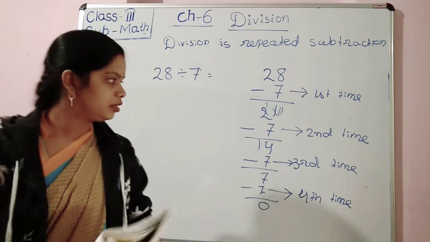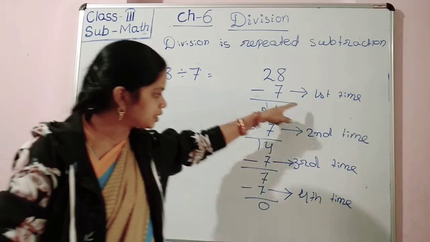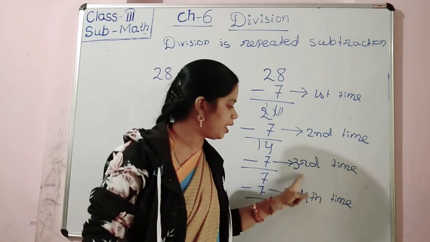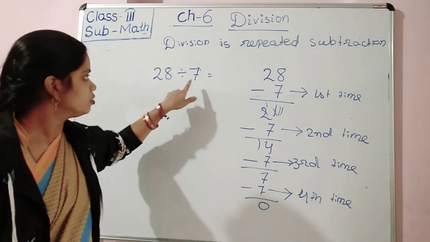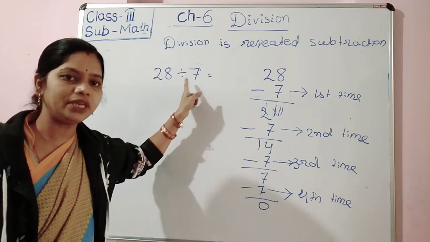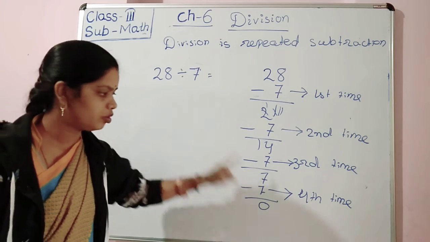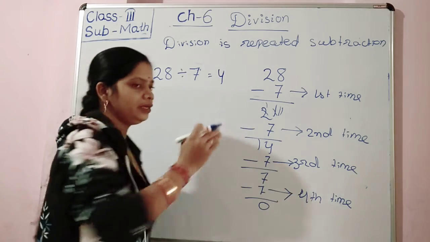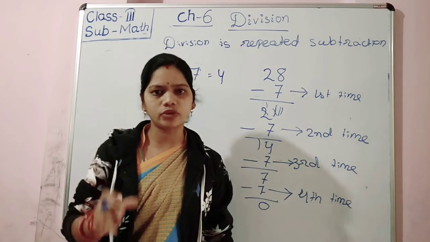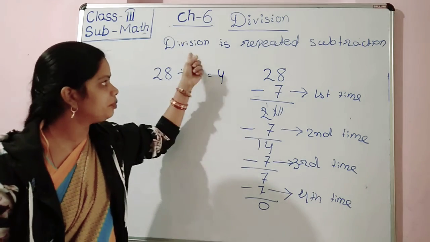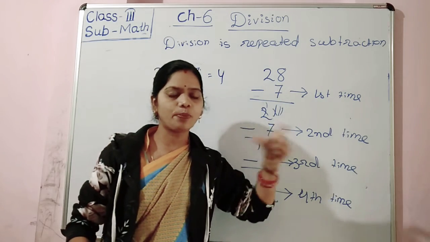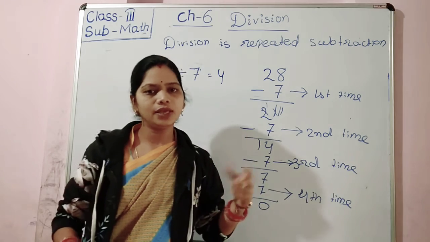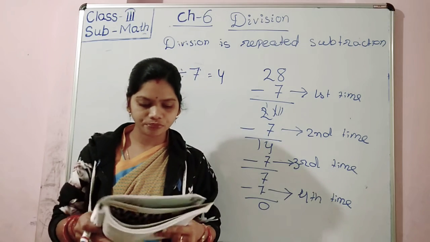Okay, how many times? First, second, third, fourth. Okay, how many times is 7 going into 28? 4 times. Okay, answer is 4. 28 divided by 7 is equal to 4. It is proved that division is a repeated subtraction. We also find the answer of division by repeated subtraction. All understood?